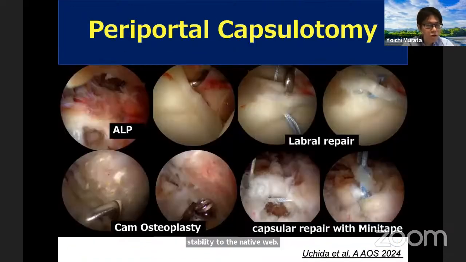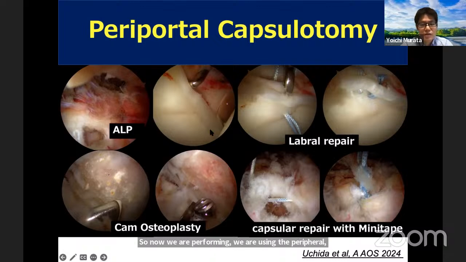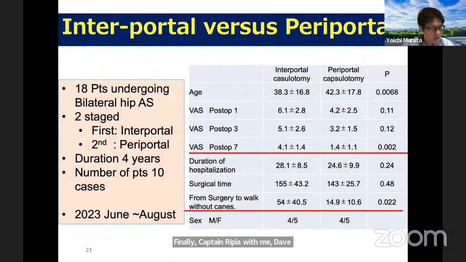So now we are using the periportal capsulotomy. This is the arthroscopic labral repair and cam osteoplasty using the periportal capsulotomy. Finally, capsule repair with mini tape. We found that the outcome at 7 days after surgery is significantly superior in periportal than interportal. The time to walk without canes is significantly shorter in the periportal group than the interportal group.